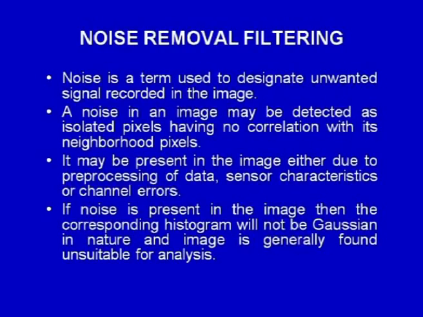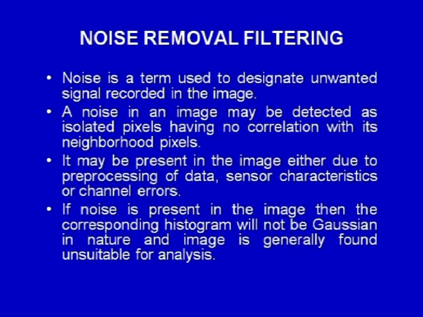Having discussed the concept of filter and convolution, now let us start with one of the major tasks, that is noise removal. Noise is a term used to designate unwanted signals recorded in the image. A noise in an image may be detected as isolated pixels having no correlation with its neighborhood pixels. It may be present in the image due to pre-processing of the data, sensor characteristics or channel errors.